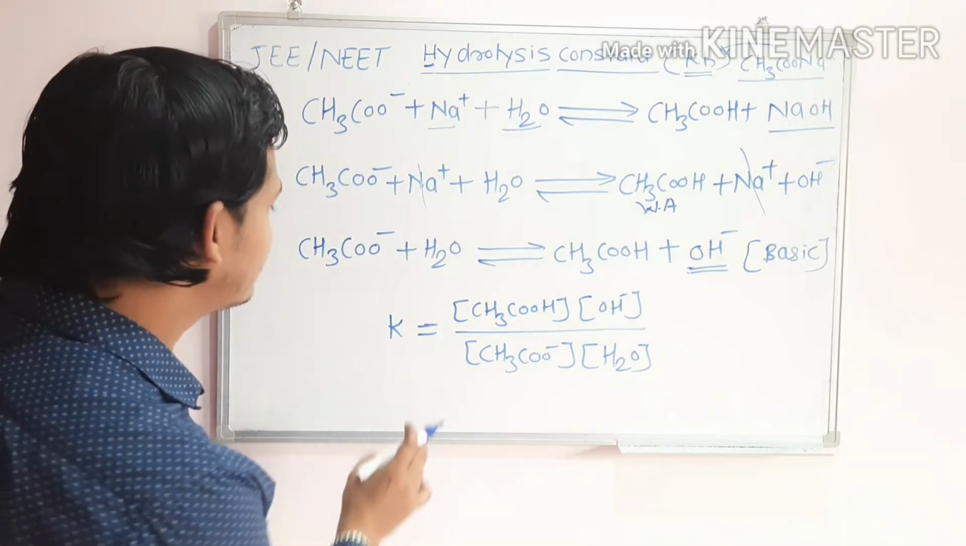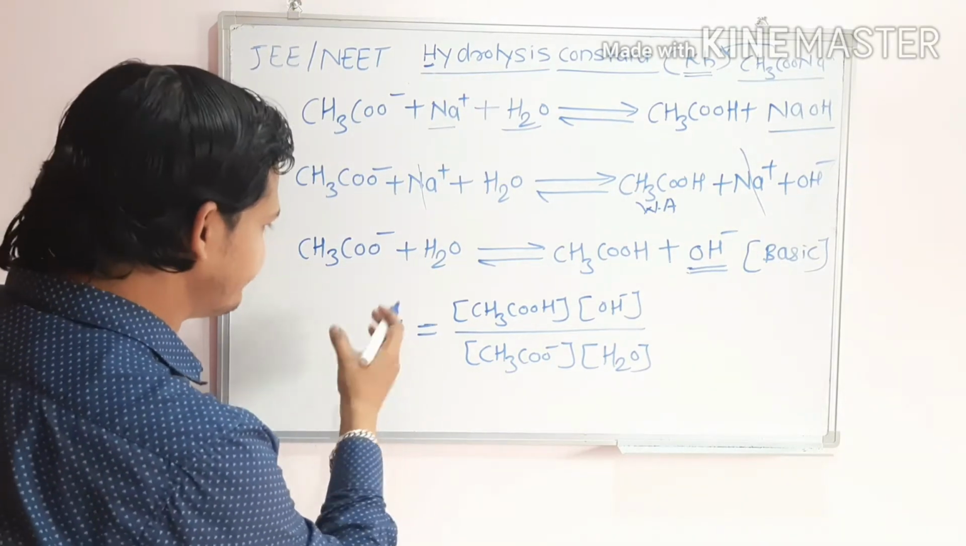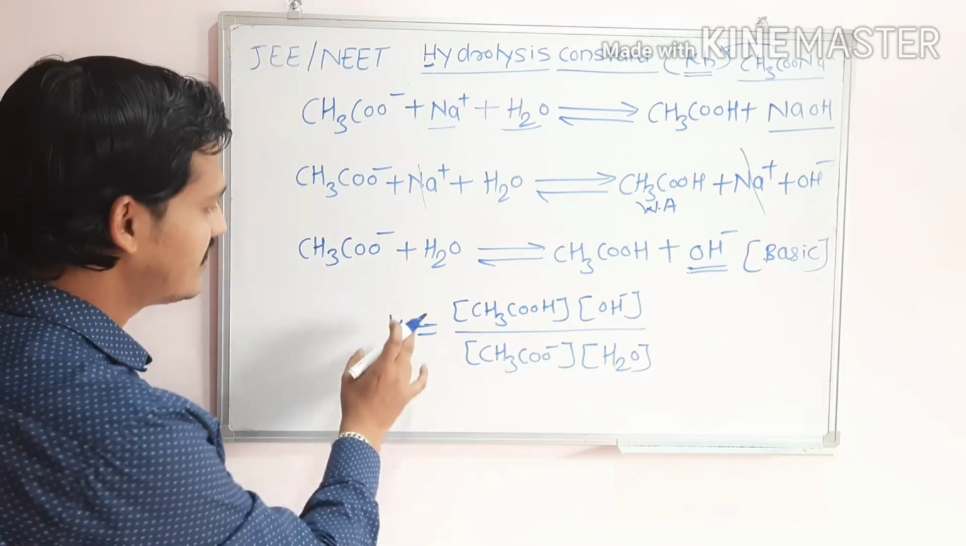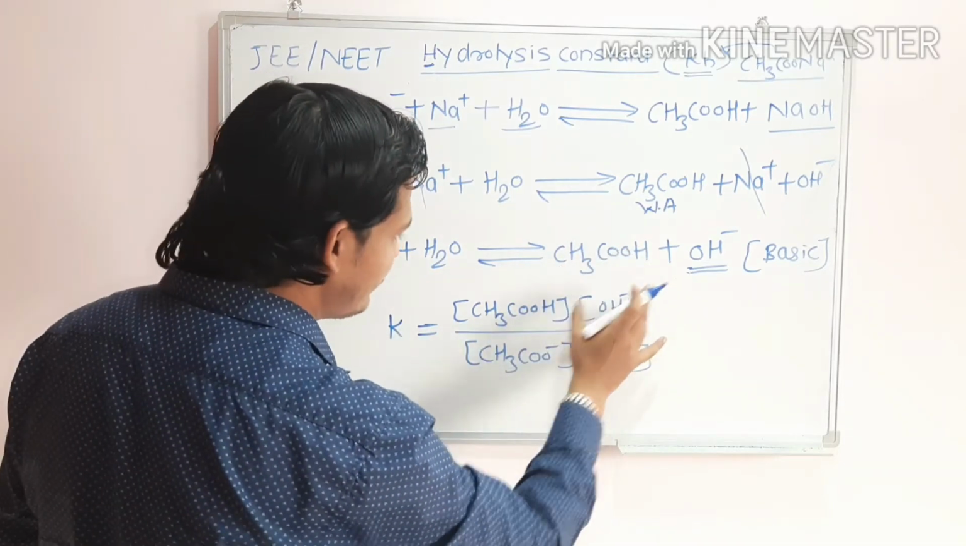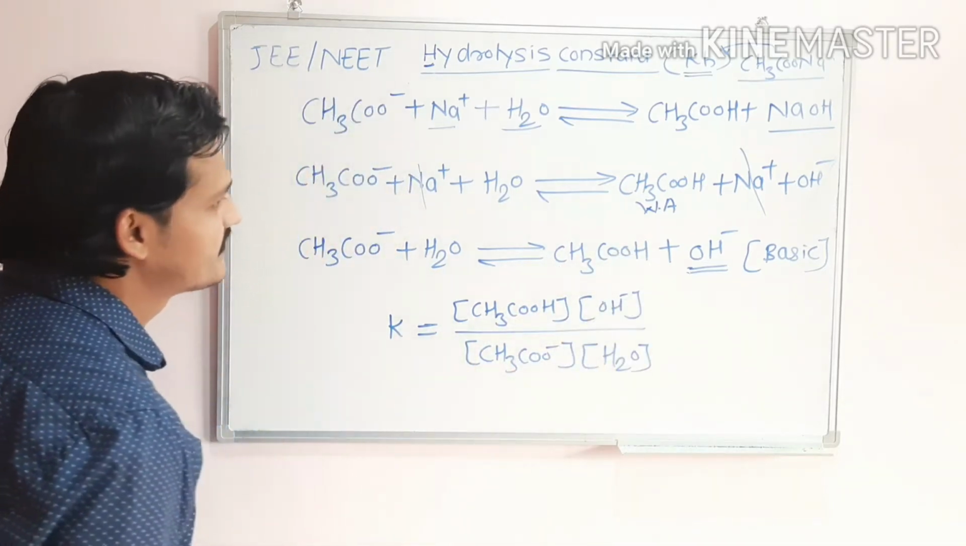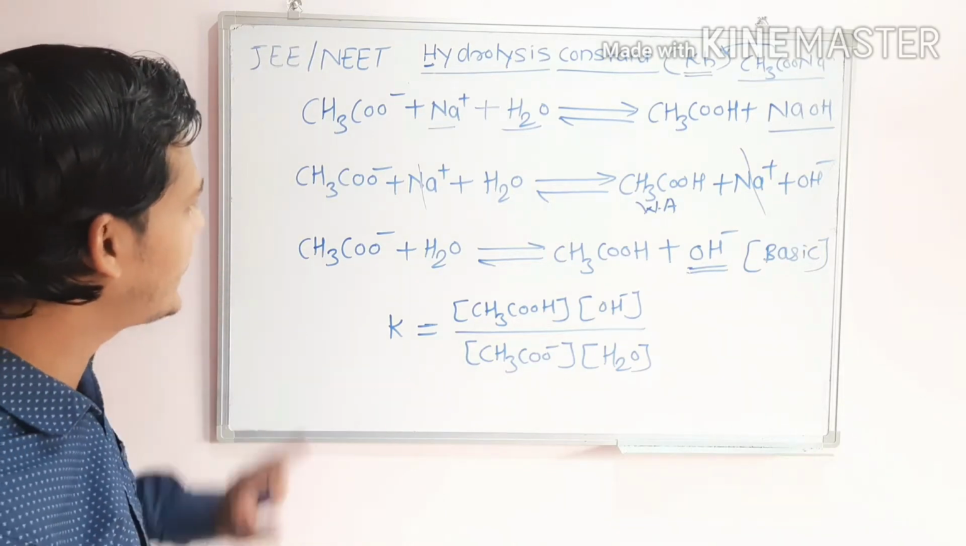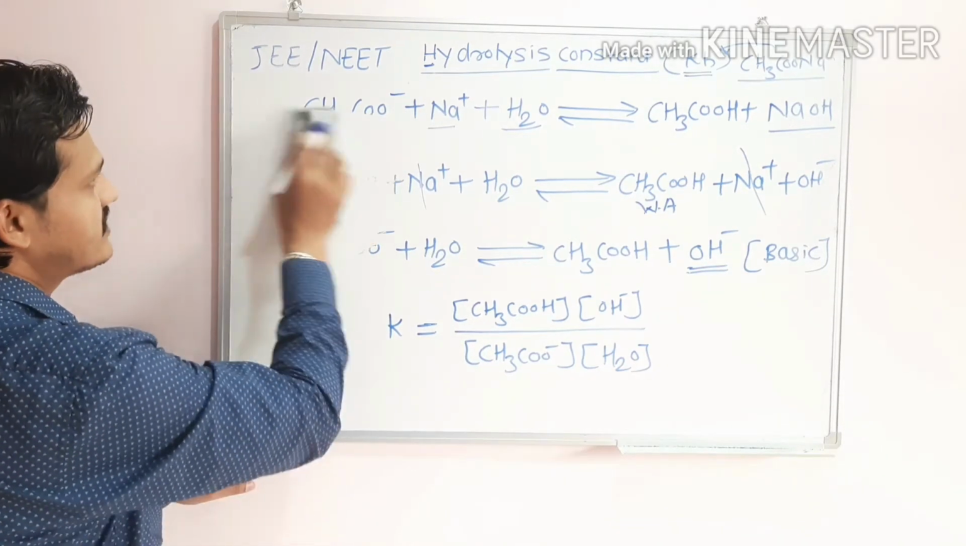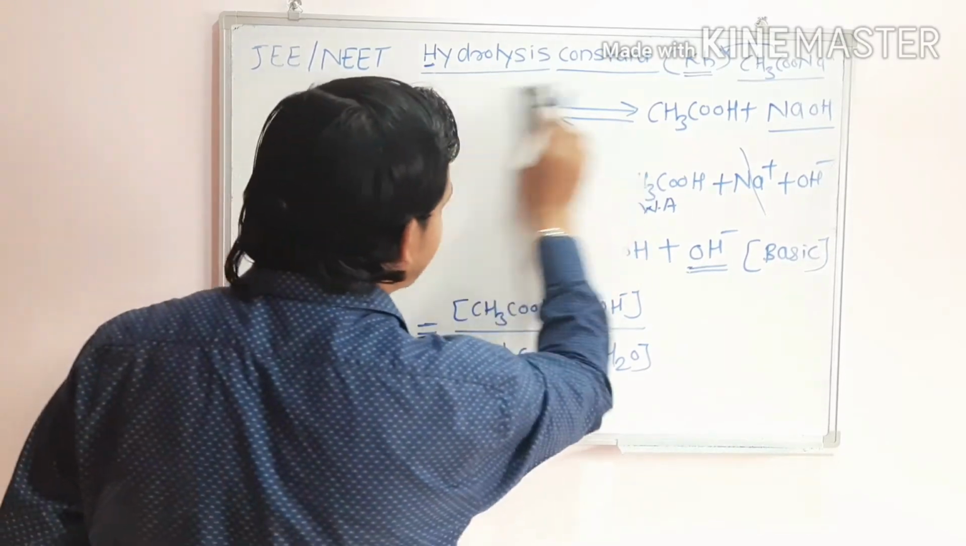Now what is the value of K? K is equal to, by applying law of mass action, what is the value of K? Product त्यांचे coefficient divided by reactant त्यांचे coefficients. So this is how to write K. Okay, first of all I am deleting that.